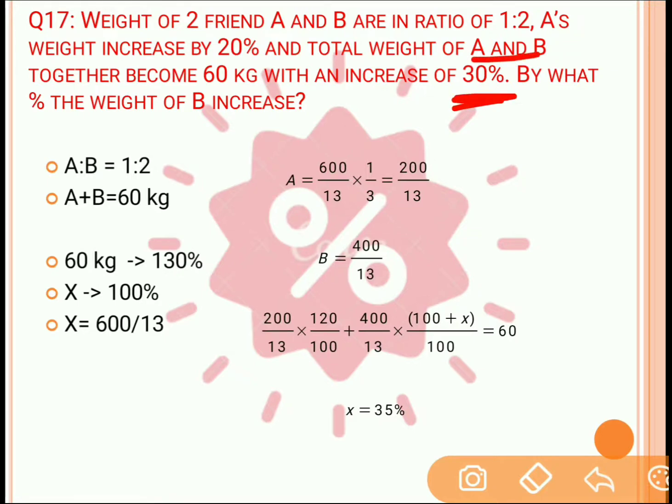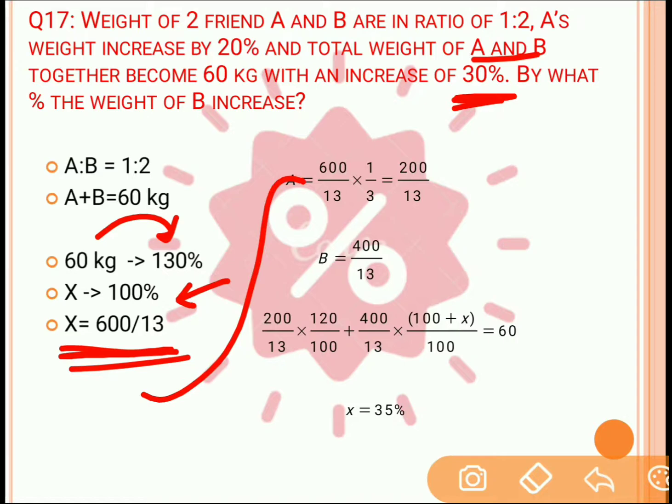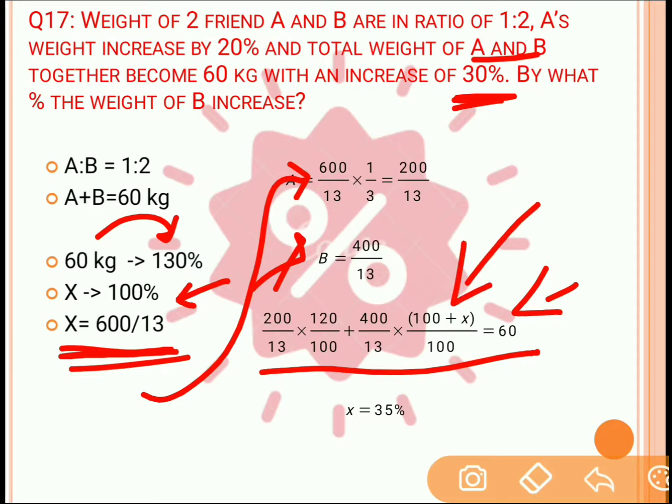In such kind of a problem, you have to find out, first of all, the original weight of A and B. That is, if 60 is 130%, then 100% is how much, which is nothing but the original weight of A and B. From this original weight, we find the original weight of A and the original weight of B. Once the original weights have been found out, we use this concept, which is nothing but the increment of A plus the increment of B is equal to the overall increment of A and B. So from here we can find out the percentage increase of B.